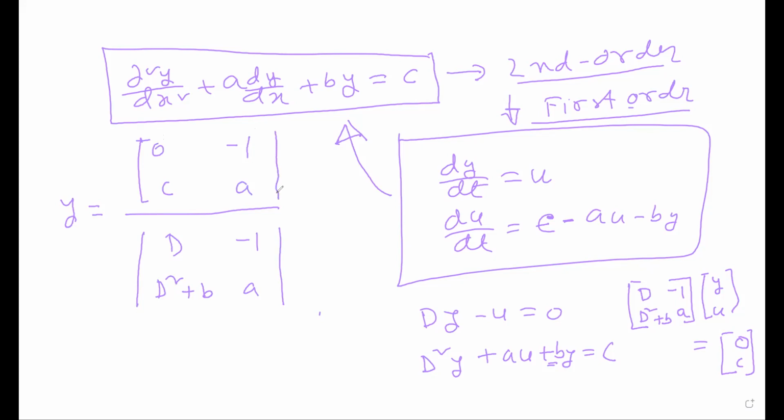Yes, sir. Then your solution would be equal to what? This equation can be written as, okay, simple, this would be equal to C divided by, you see that a is a constant, you can write it as aD minus D2 minus b, isn't it?